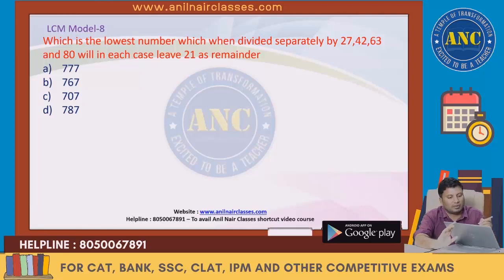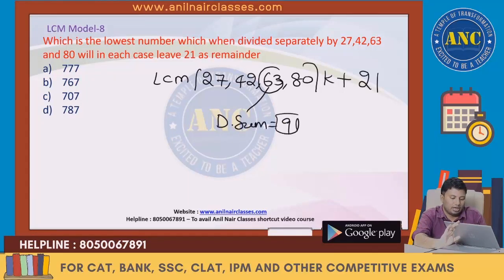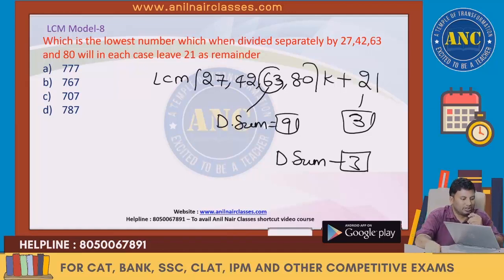What is the lowest number which when divided by 27, 42, 63, 80, gives a remainder 21? 63, its digital sum is 9. 21, digital sum is 3. The answer digital sum should be 3. 14 plus 8, 22, 4. 14 which is 5. 7 plus 6, 14, 777. I hope the idea is clear.